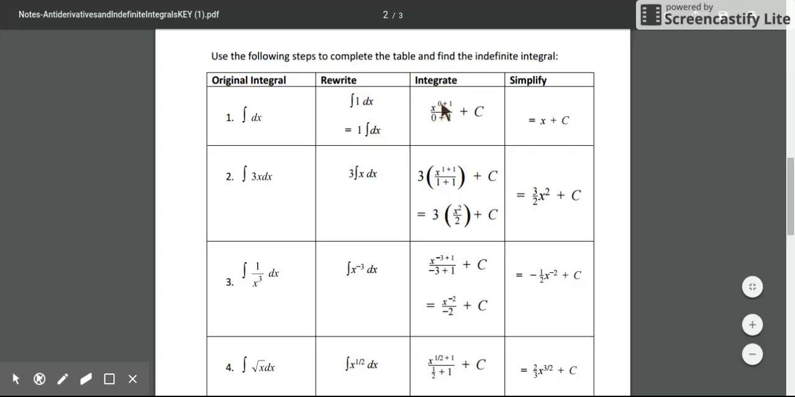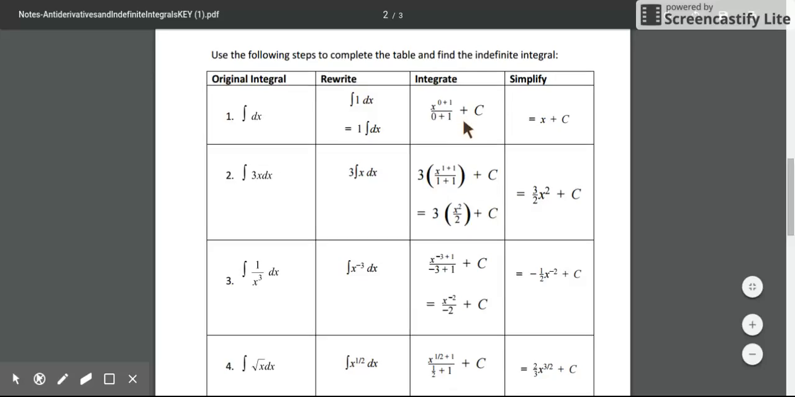So if I take a variable raised to the 0 power, that's always 1. But if I add 1 and use my power rule of integration, we can get the integral. So 0 plus 1 is x to the first power. And on the bottom, I'm going to use my new exponent value, which is 1. And so x to the first power divided by 1 is just x.